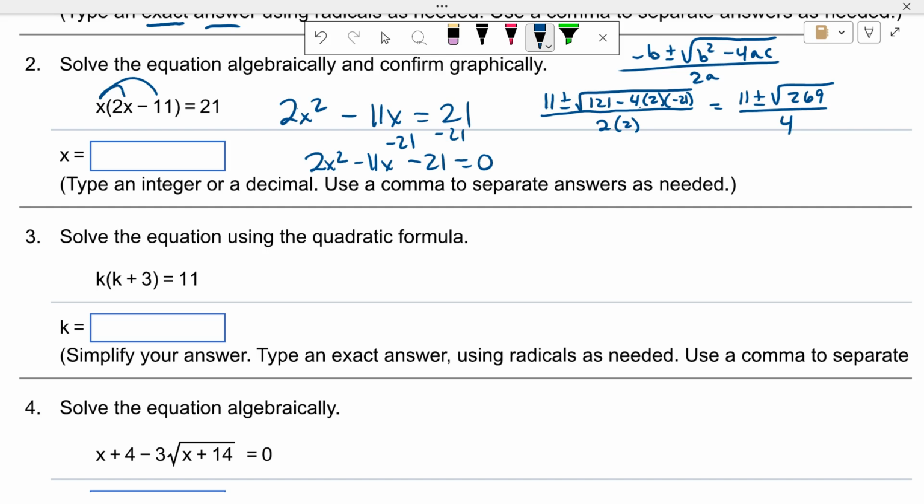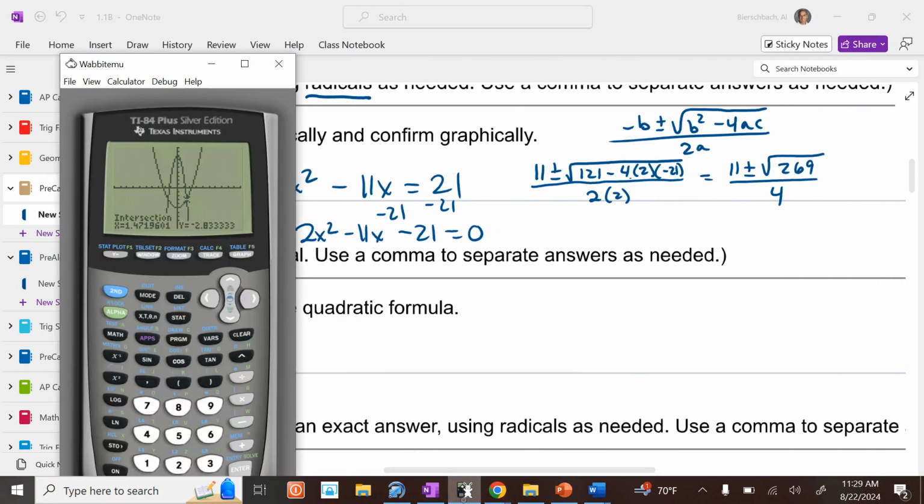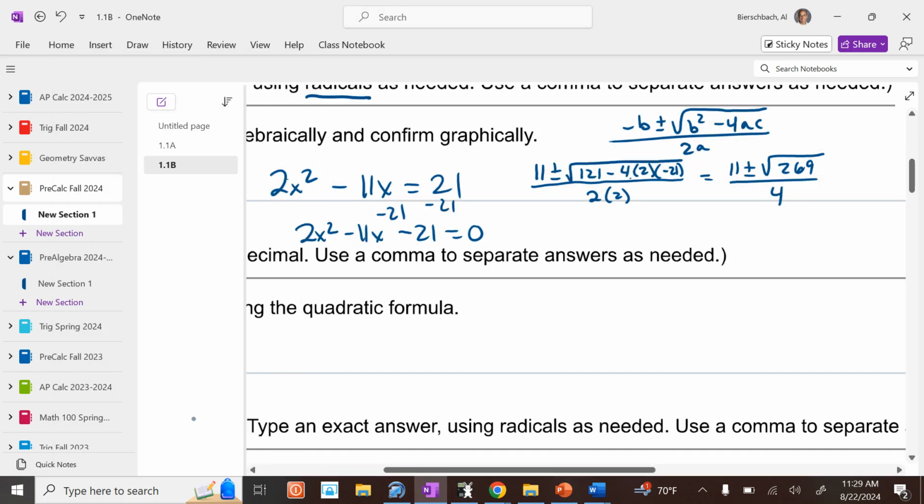I think I did it right. Might have to grab my calculator again. So, to what? 289. That might sound a little bit... yeah, 289. And 289 has a perfect square, right? Is it 17? What's 17 times 17? 289. So it's 11 plus or minus 17 over 4.